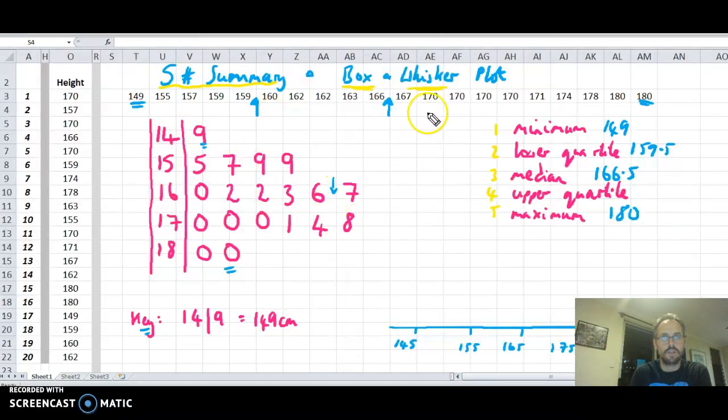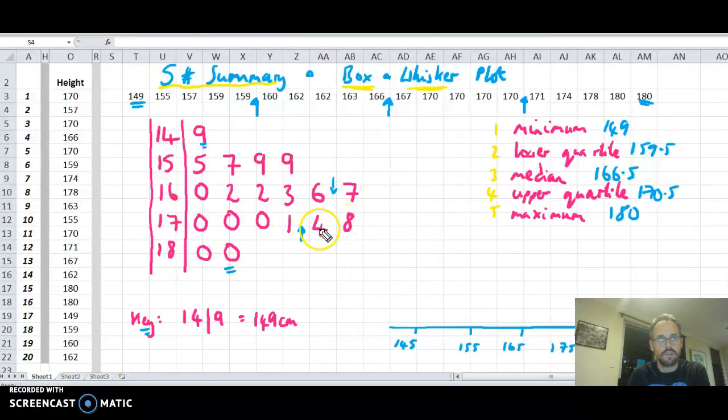Upper quartile, the same thing. We have 10 in total in the top half, so let's find half of that. 1, 2, 3, 4, 5. And there's 5 above. 1, 2, 3, 4, 5. So the middle of that will be 170.5. Again, we could do it off of here. 1, 2, 3, 4, 5. We think it's here. Let's just check.